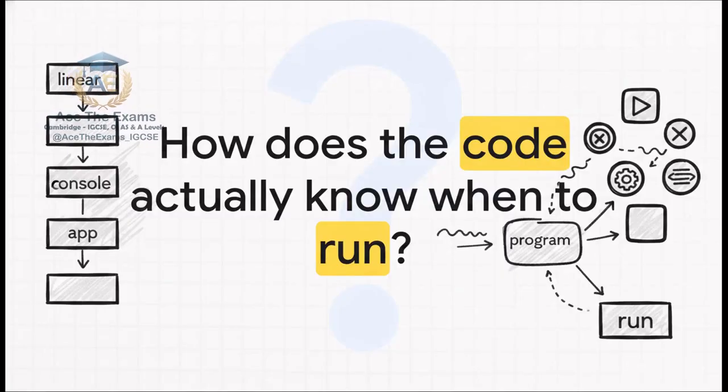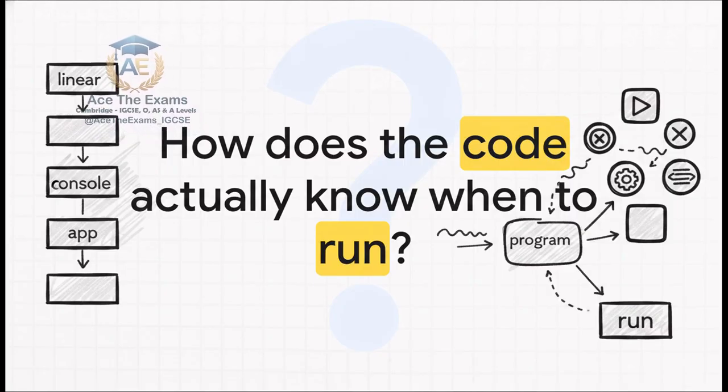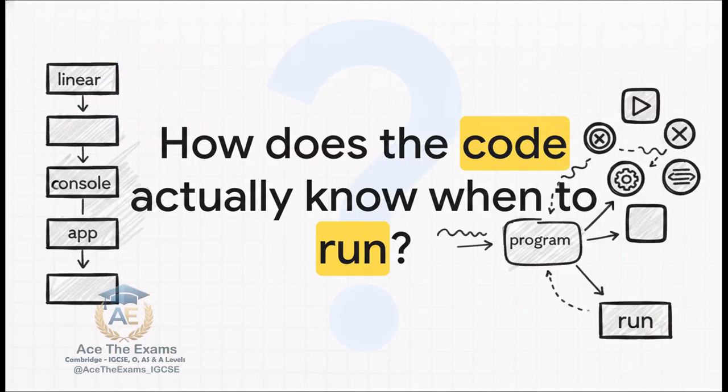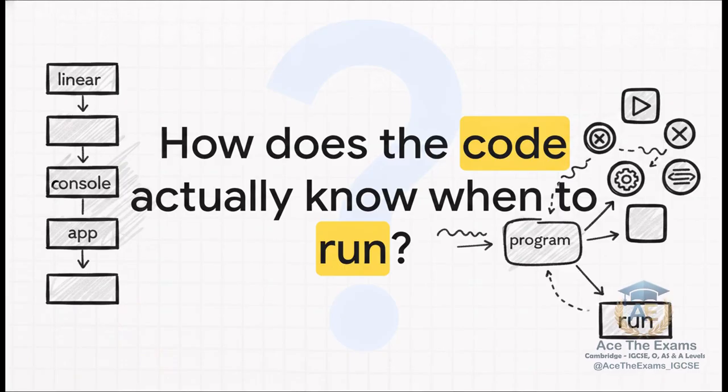But that brings up a really fundamental structural question for any graphical interface. How does the code actually know when to run? Think about it. In a console app, it just runs linearly, straight from top to bottom. But in a visual interface with a dozen different buttons and menus, how does the program know what to do and when to do it? Well, this introduces the fascinating and absolutely essential concept of event-driven programming.